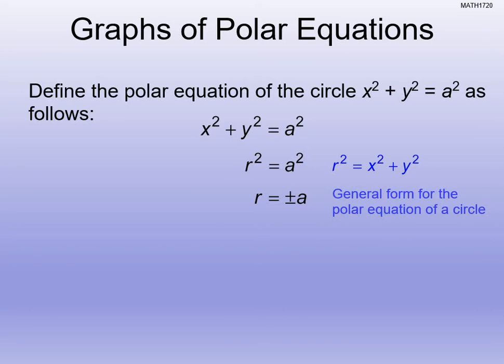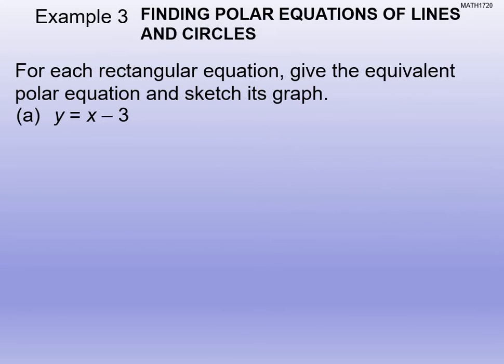a circle. So the rectangular equation for the circle is x squared plus y squared equals a squared. The polar equation is r equals plus or minus a. Alright, so let's do an example here. For each rectangular equation, we're going to do a couple of these. Give the equivalent polar equation and sketch its graph.